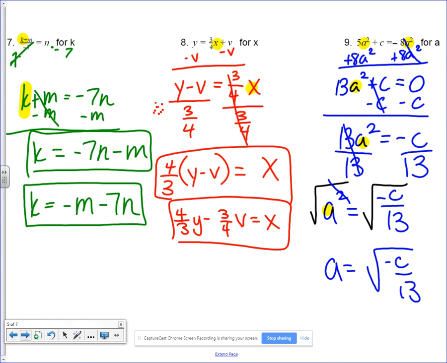Oh, I flipped that one over, didn't I? Nobody caught me on this? Is that supposed to be 3/4? What's it supposed to be? 4/3. Questions? No? Okay.